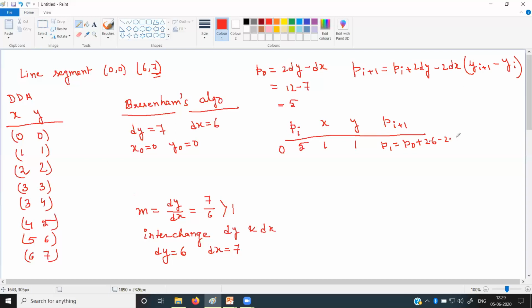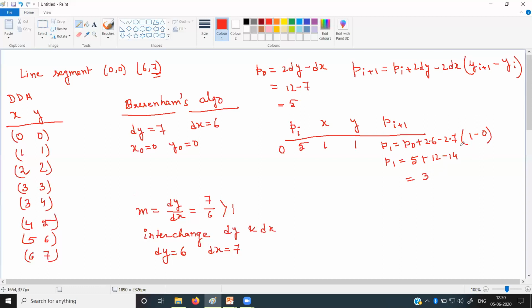So what is the dx? Value of dx is 7. So it will be 2 into 7. Now, what is the value of yi plus 1? Yi plus 1 is 1. And the previous value is 0. So it will be 1 minus 0. So you have to compute this. What is the P0? P0 is 5. So you replace this P0 by 5. So after doing all the computation, what will you get? You will get P1 is equal to 5 plus 12 minus 14. So 12 minus 14 is minus 2, and if you compute it, it will be 3.